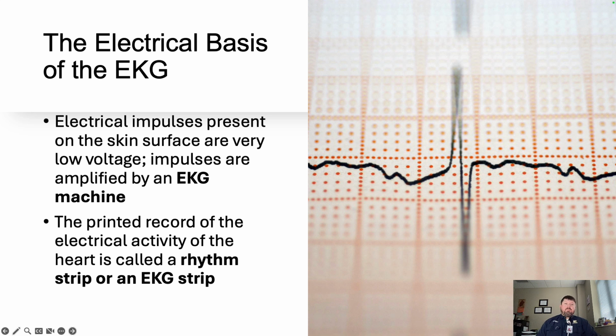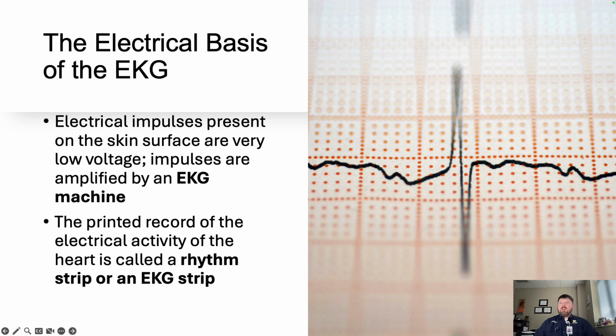Electrical impulses present on the skin surface are very low voltage, and so the machine itself has to amplify the electrical impulses. So what you see on the monitor is just an amplified fraction of what actually is being picked up. We can't really think in terms of how small things are happening in the heart, but we have the equipment and the tools to be able to interpret that to where we can make sense of it.